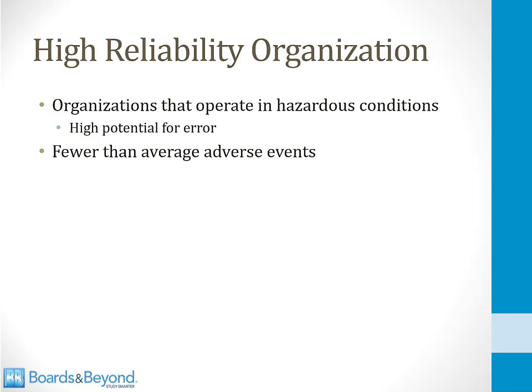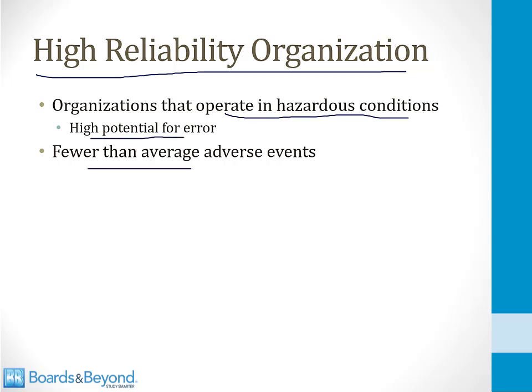If you can create a culture of safety in your hospital, what you hope to become is what's known as a high reliability organization. These are organizations that operate in hazardous conditions with a high potential for error, yet they have fewer than average adverse events. So, in healthcare, a high reliability organization is a hospital or other institution that consistently and reliably has very low levels of all the types of adverse events we've discussed in this module. And that concludes our module on quality and safety.